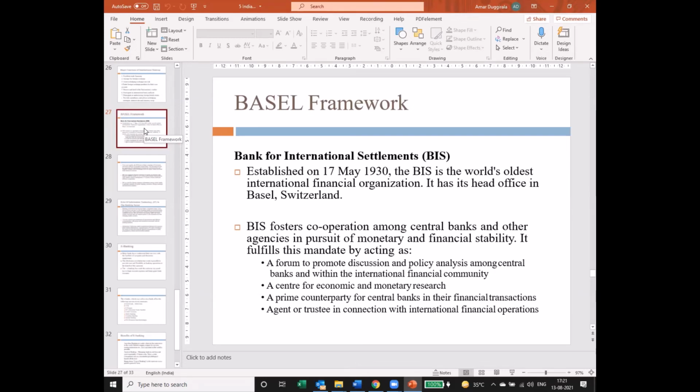So what does BIS, the Bank for International Settlements, do? It provides a forum to promote discussion and policy analysis among central banks and within the international financial community, like the International Monetary Fund, World Bank, and Asian Development Bank. It is a center for economic and monetary research. Where is money flowing from? Where do you need more money? Where do you need more credit? Where do you need more income? Where do you need more investment? Where are there more small savings? How can we mobilize those savings from one part of the globe to another part of the globe?